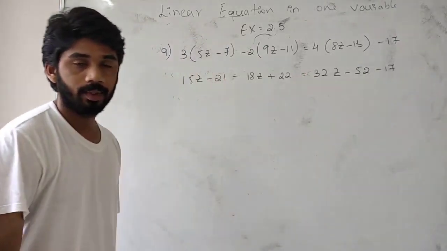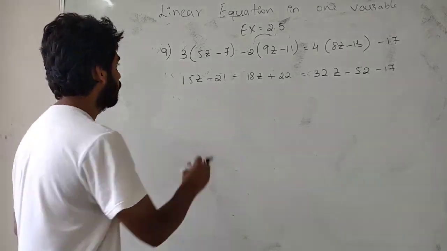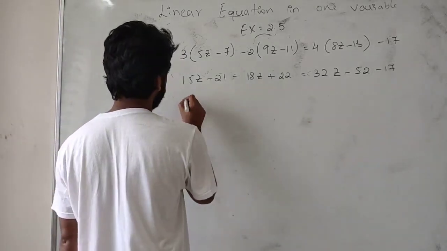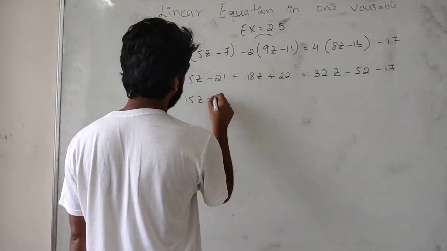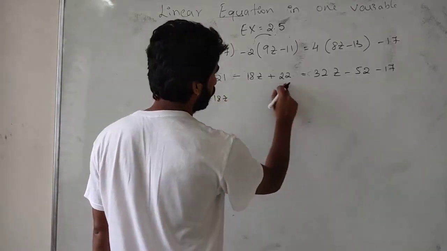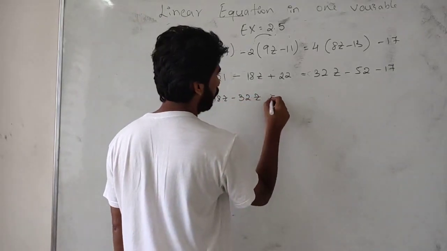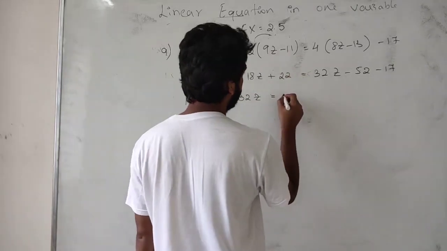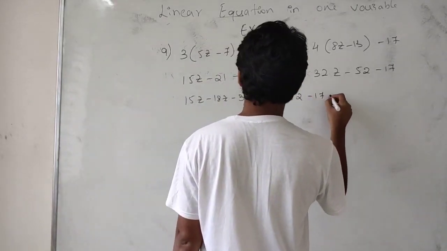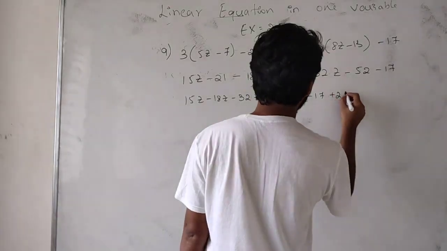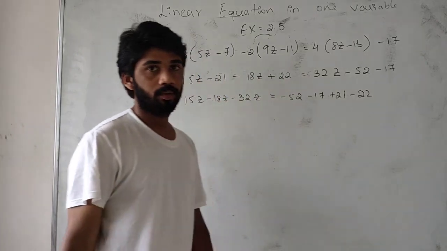Now bring like terms to one side and numbers on the other side so that the calculation will be easy. So I will take 15z here only. After that I will take minus 18z. Now minus 32z. Now I will take all terms: minus 52 minus 17 plus 21 minus 22.